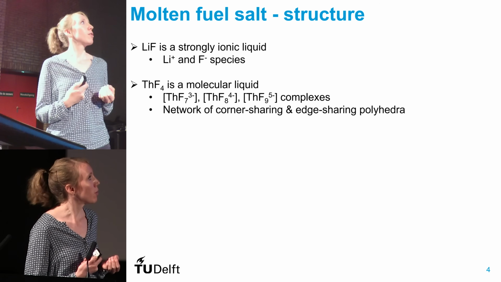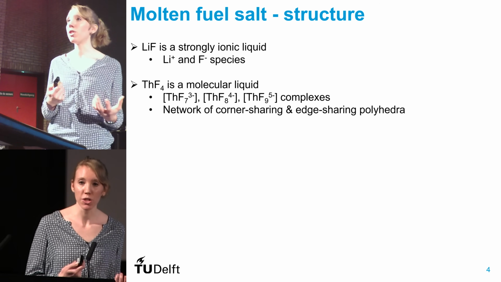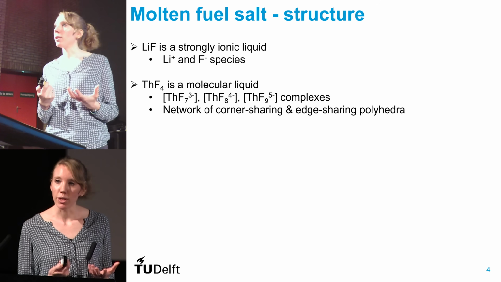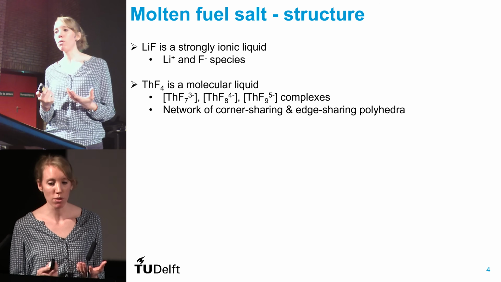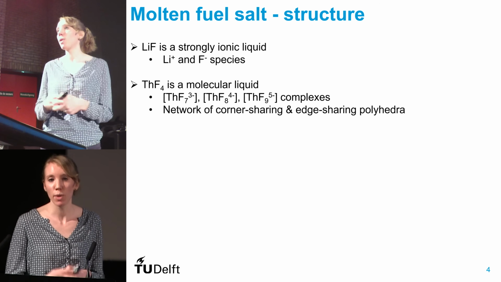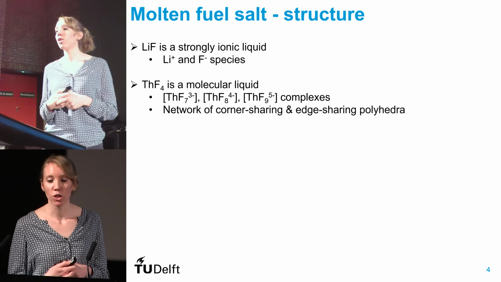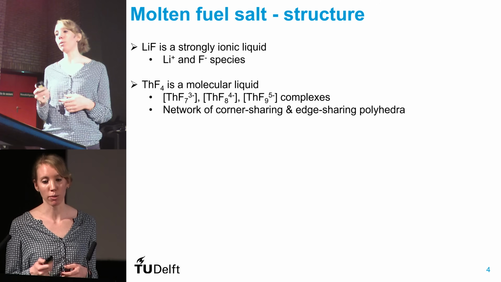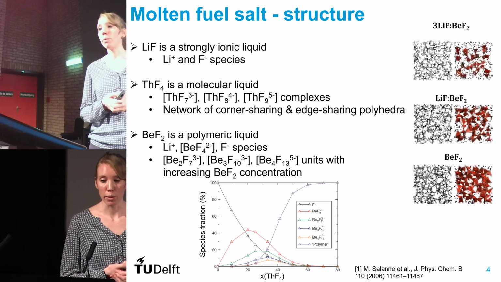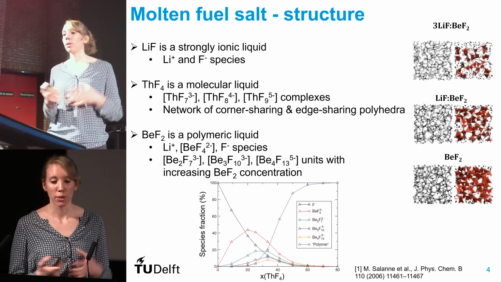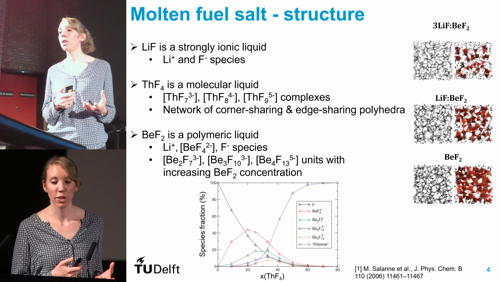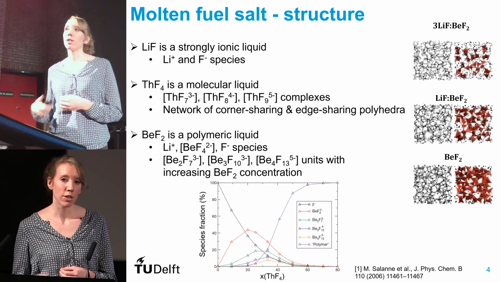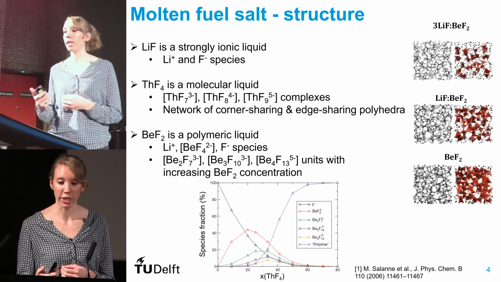The structure of the fluoride salt depends very much on the composition and the temperature. If we look at lithium fluoride, this is a strongly ionic liquid. But if we introduce some ThF4, then we form a molecular liquid. We start to form complexes with 7, 8, and 9 coordinated complexes, and we have a network of corner-sharing and edge-sharing polyhedra. And if we introduce something like beryllium, we have a polymeric liquid. At low beryllium concentration, you have mostly ionic species, but as you increase the beryllium concentration, you start to form polymeric units.